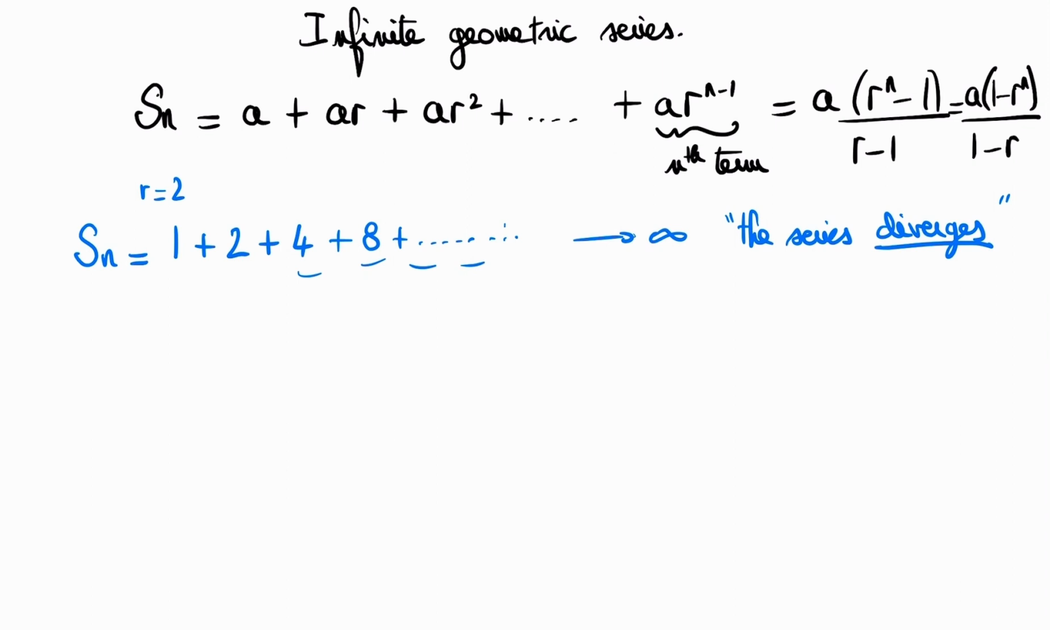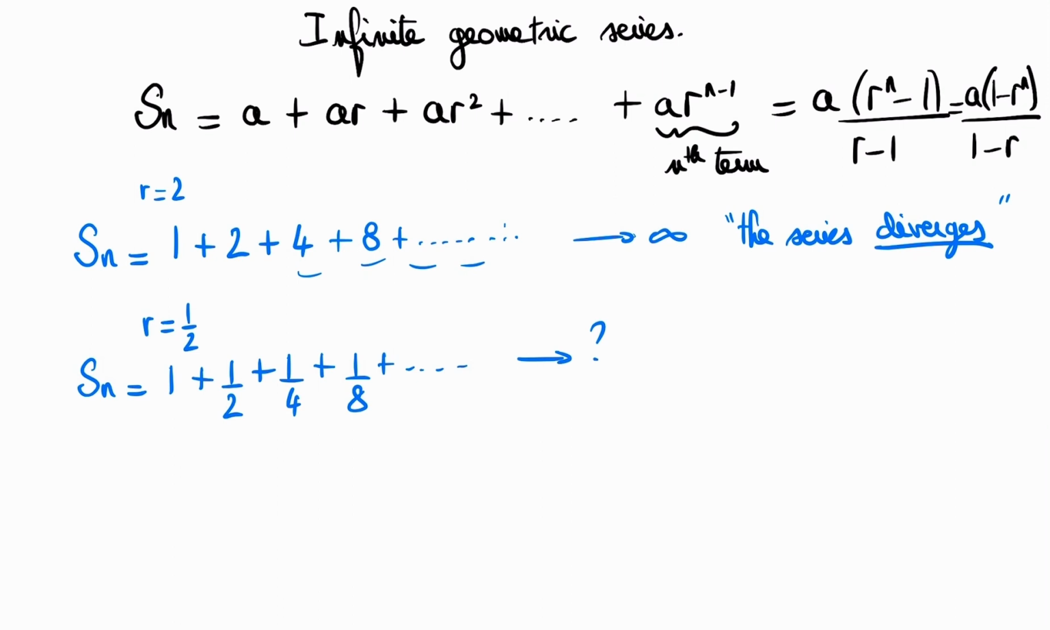However, if we have a series where R is equal to 1/2, and the first term is 1, the series would be 1 plus 1/2 plus 1/4 plus 1/8 plus and so on. Well, what does it tend towards? Does it tend towards something or not?